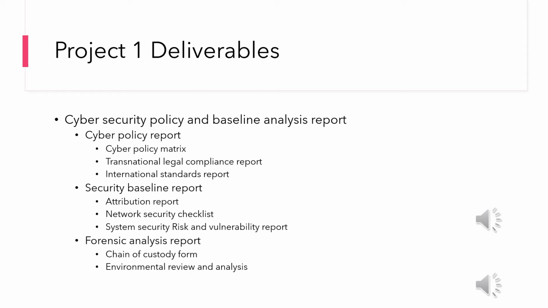The Forensic Analysis Report documents the e-discovery process, the findings, and how they are connected to the countries involved. The report included the chain of custody form and the environmental review and analysis. The chain of custody form is used to track all digital evidence associated with the investigation. The environmental review analysis assesses the legal, environmental, and security postures of the Five Eyes nations.